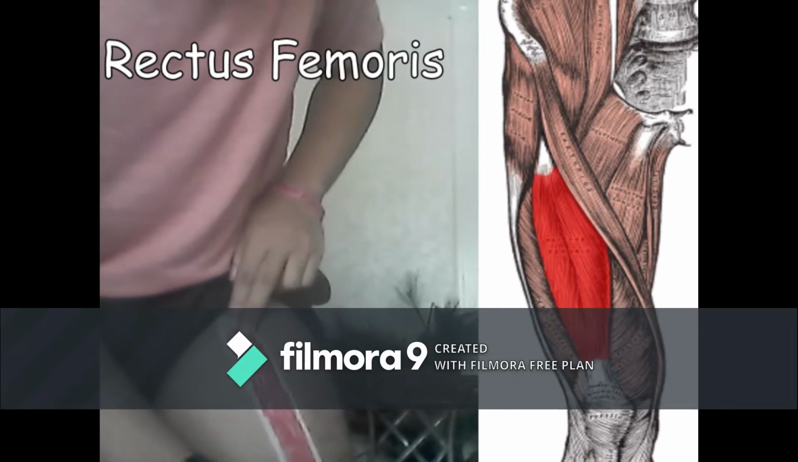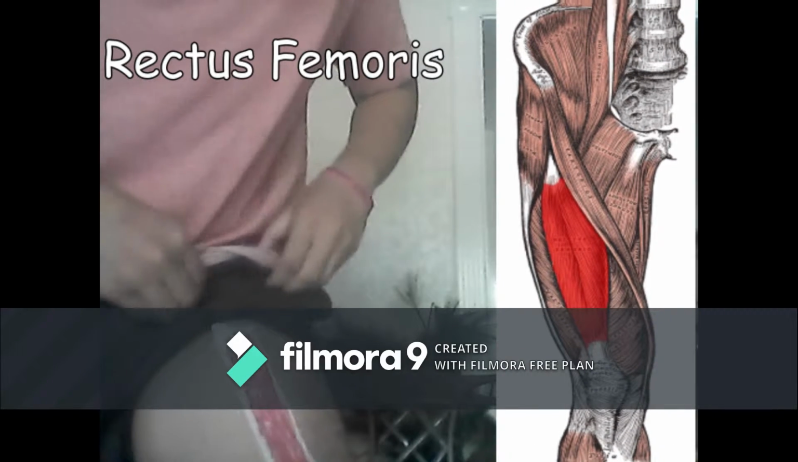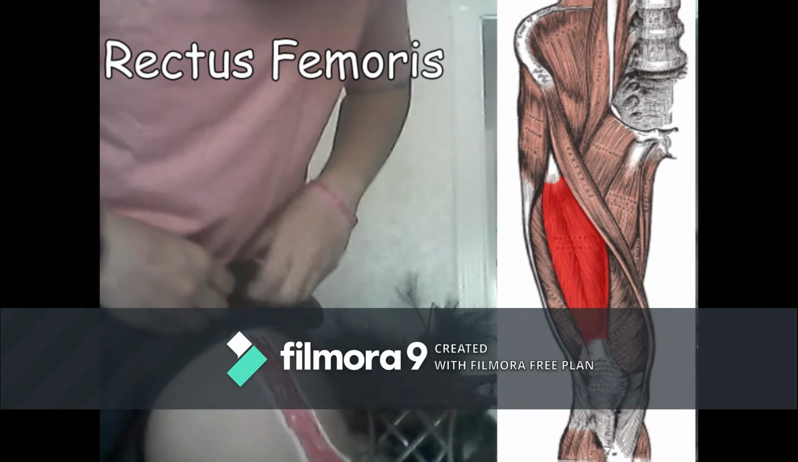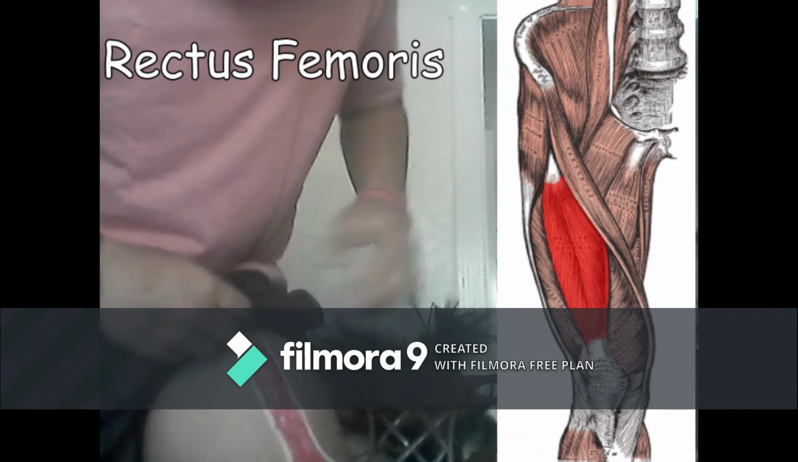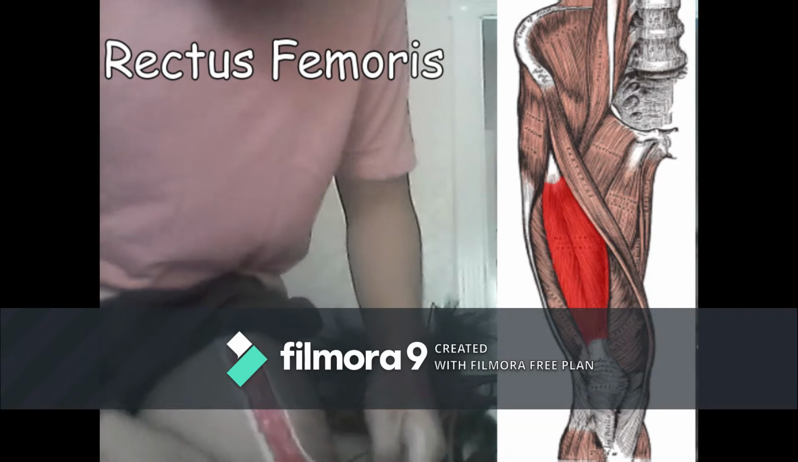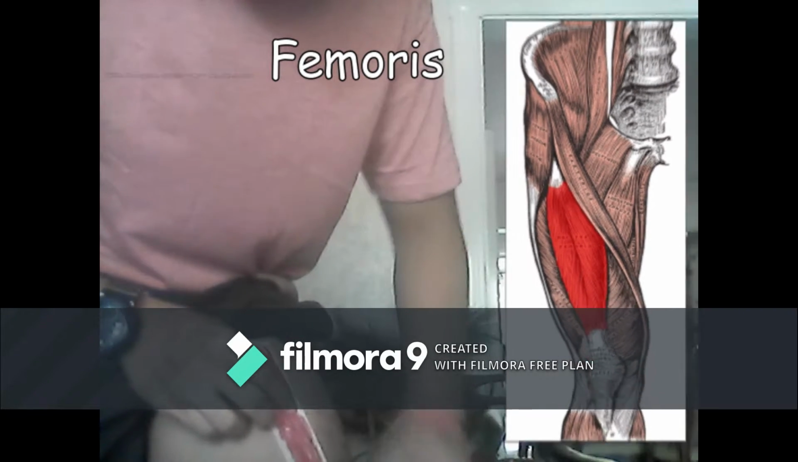So the rectus femoris originates from the anterior inferior iliac spine and the exterior surface of the bony ridge which forms the groove on the iliac portion of the acetabulum. And it inserts into the patellar tendon as one of the four quadriceps muscles. So the action of the rectus femoris is that it helps in the extension of the knee and the flexion of the hip.